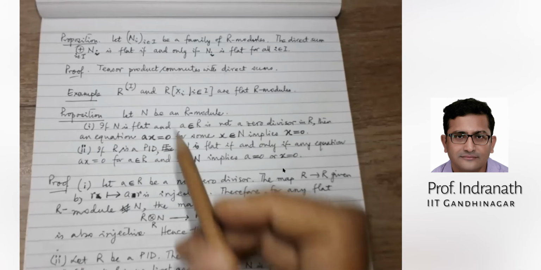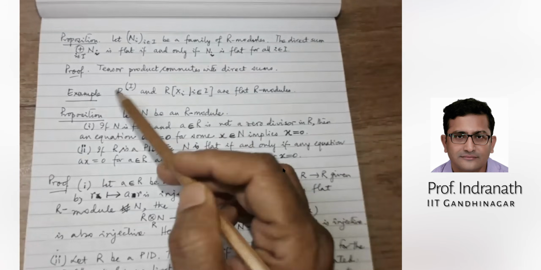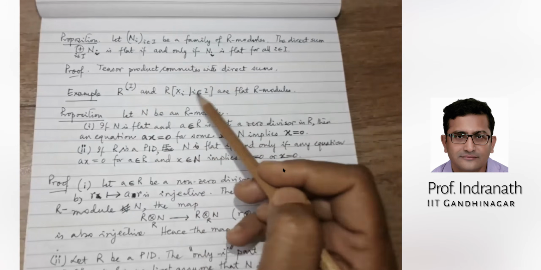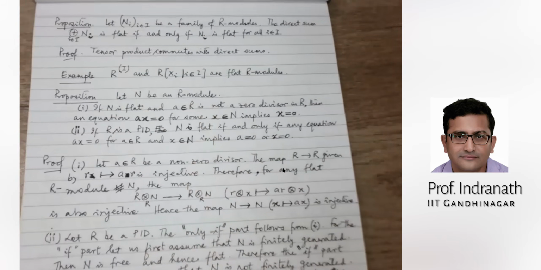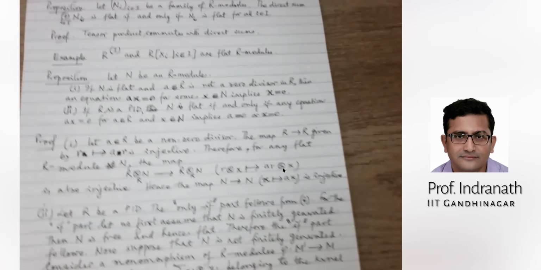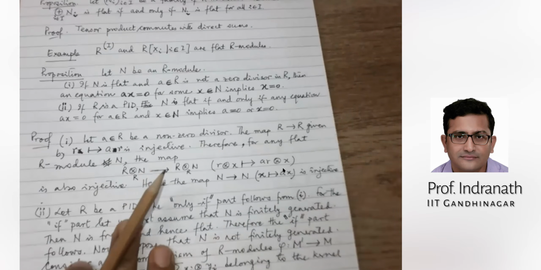And you have these very important flat modules. This is the free module, and this is the polynomial ring over any number of variables. Okay, and now this is something very, very important. Here it requires some care.